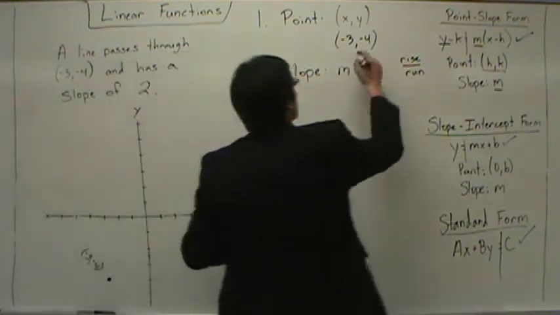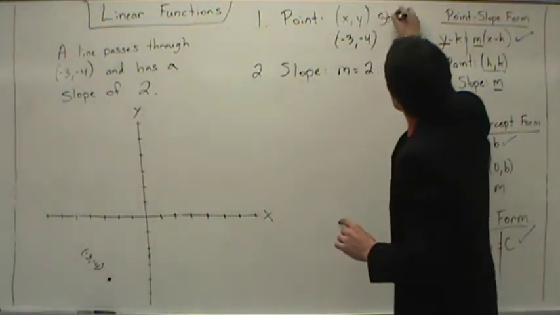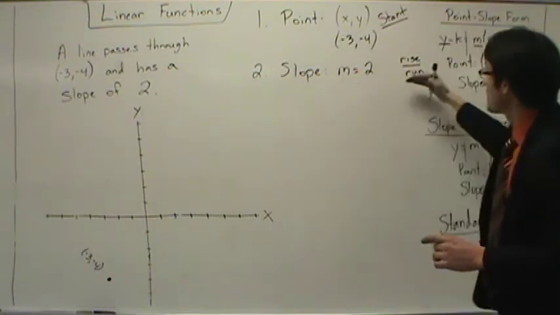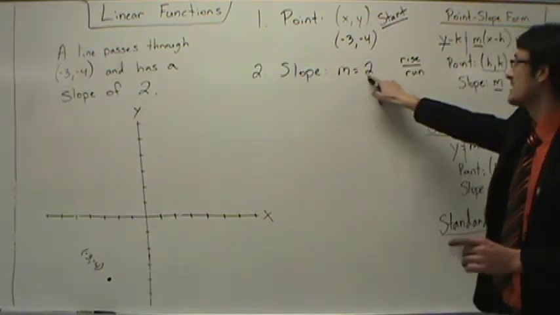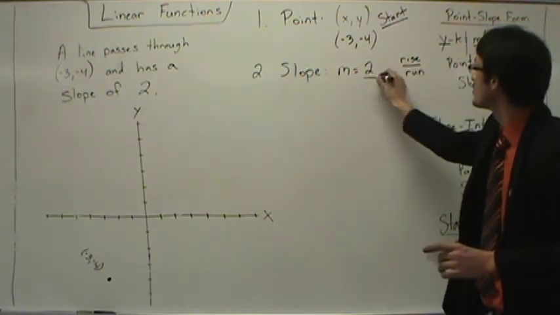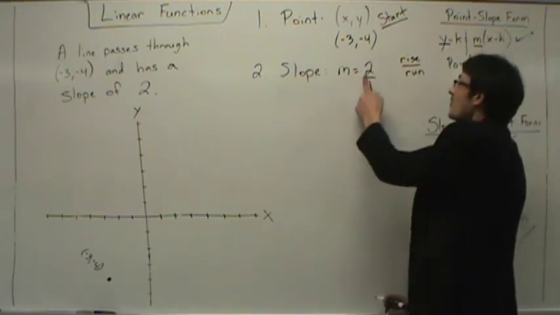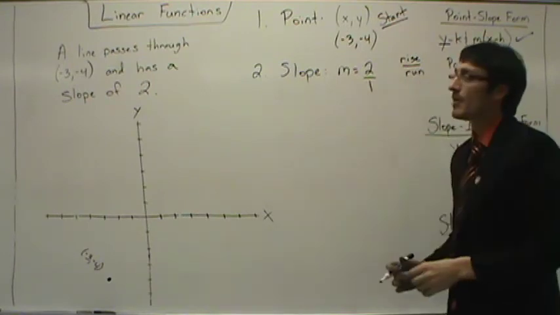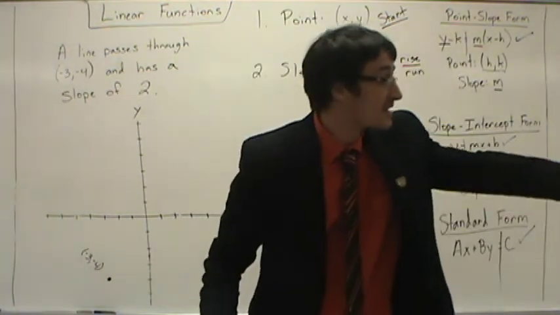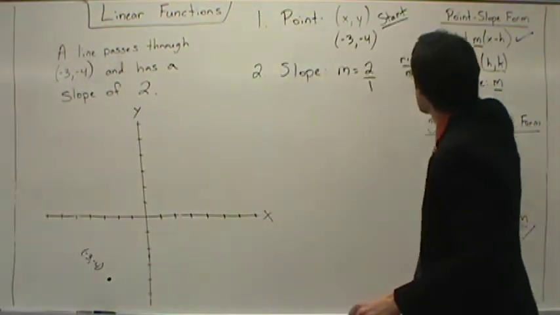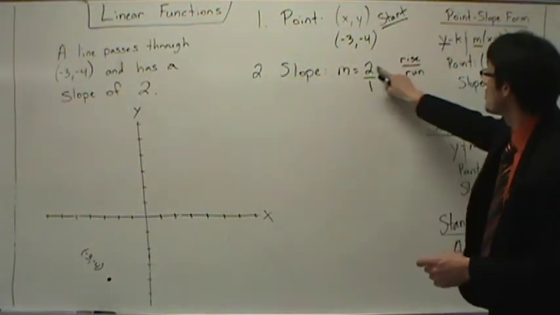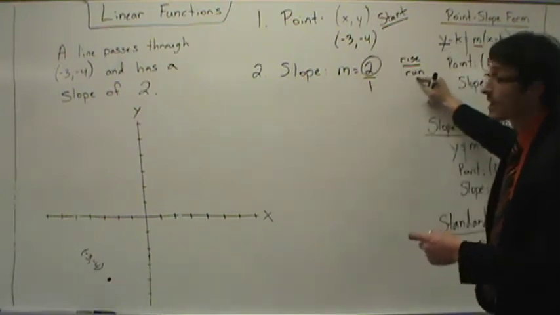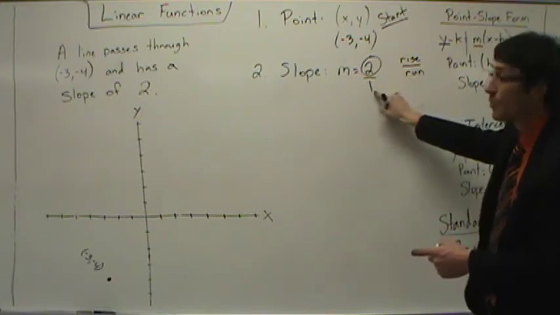Now, again, this is reminding you, point is where we start, and slope is direction. Now, you see that slope is rise over run. Well, we just see 2, so we're going to write 2 as 2 over 1. What is our rise here? Rise is 2 and run is 1. Now remember, up is positive, down is negative, right is positive, left is negative. So if our rise, how far we go up and down, is 2, that means we're going to go up 2. And our run is how far we go left and right. Our run is 1. We're going to go right 1 unit.